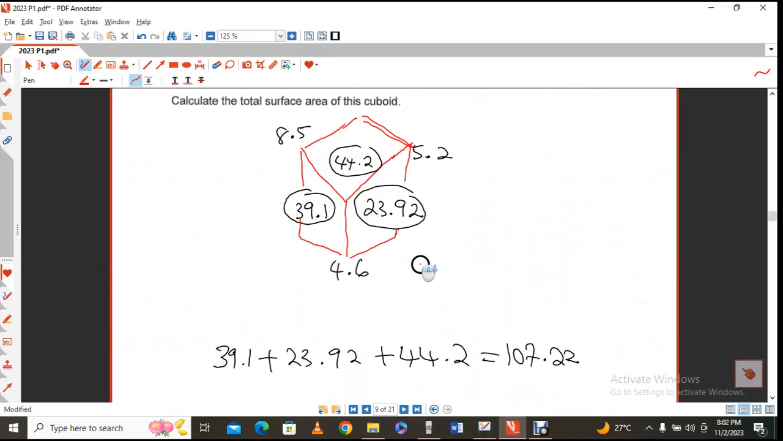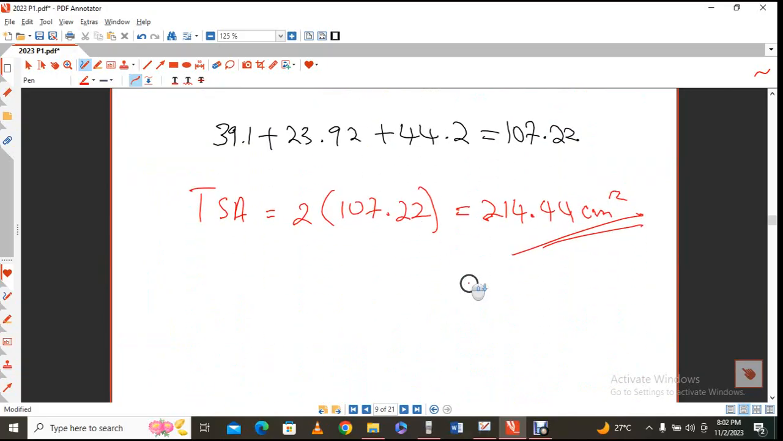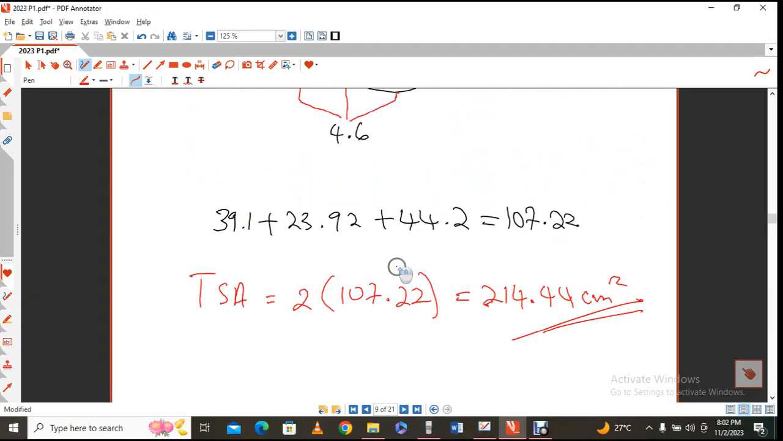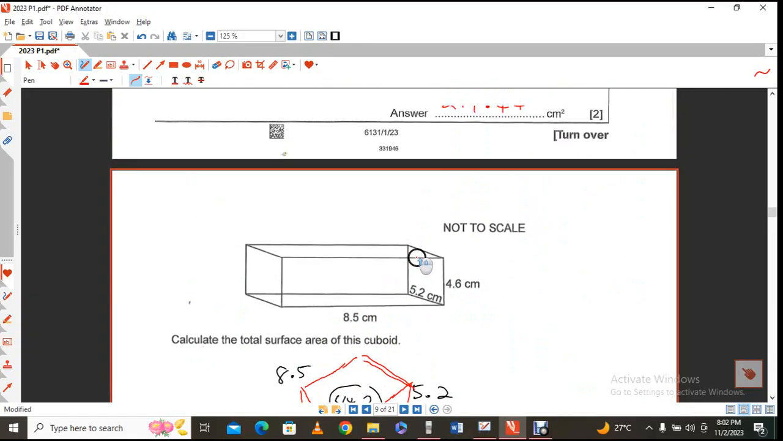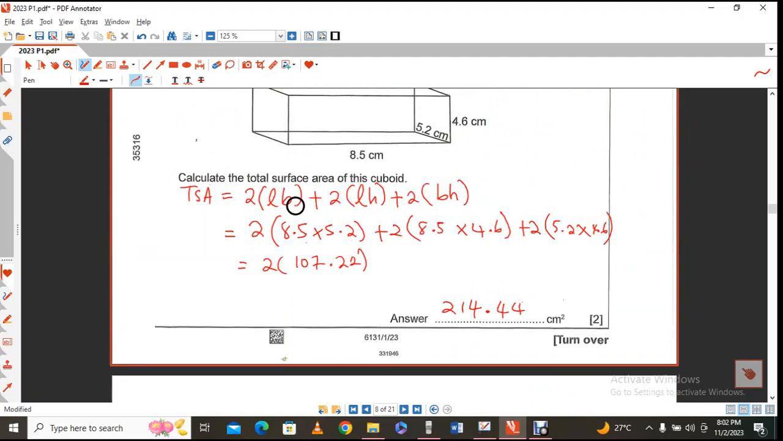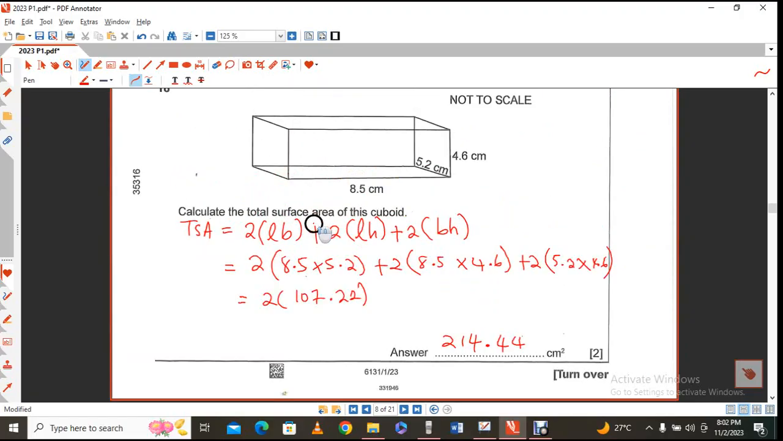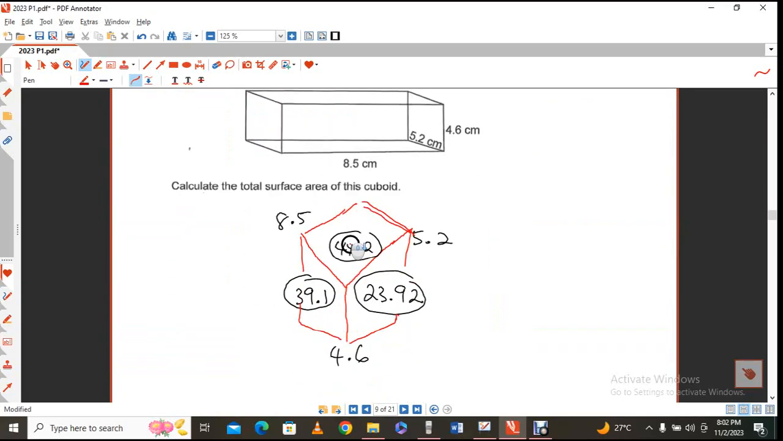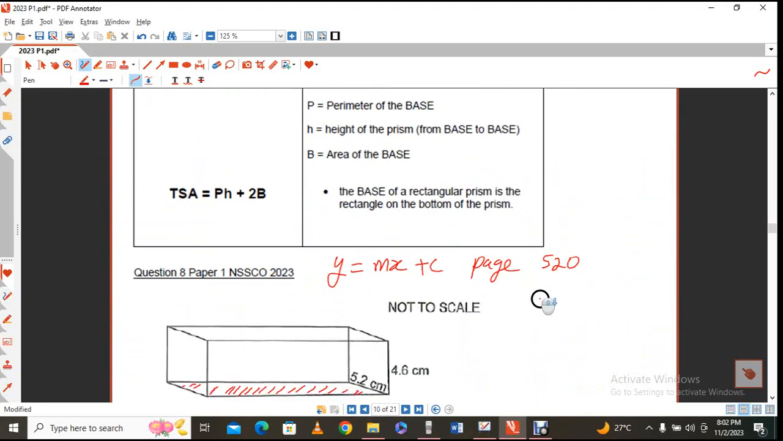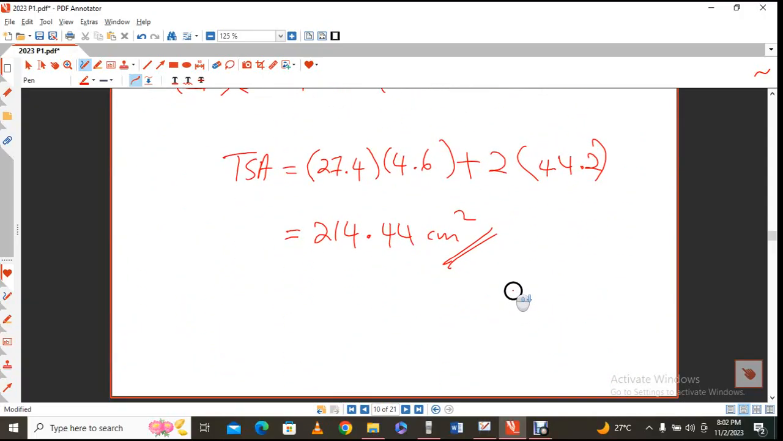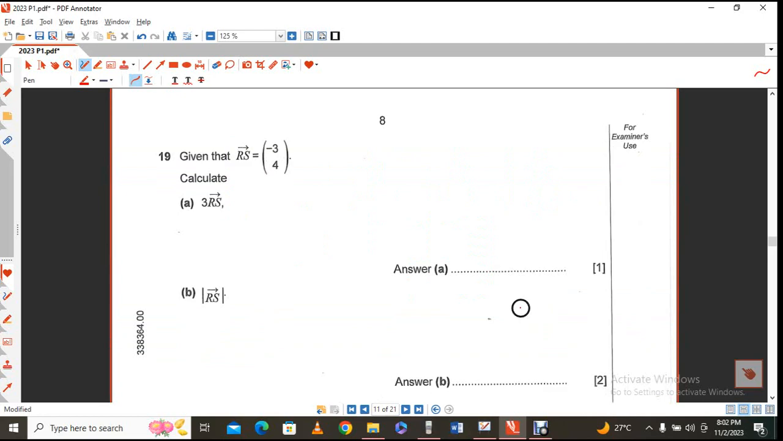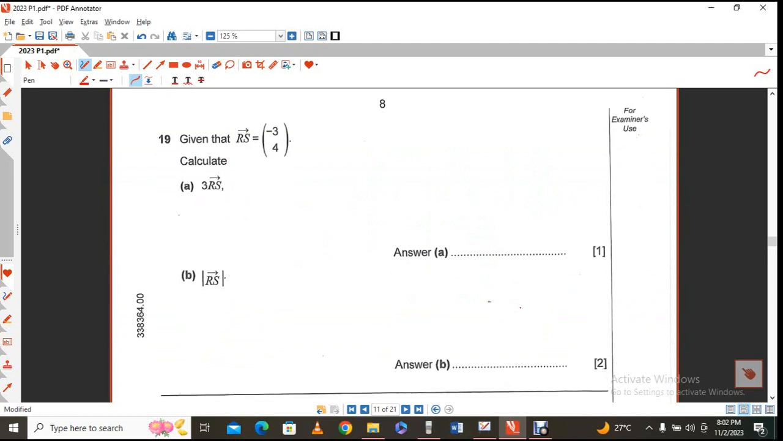You can do that for any cuboid that you have, or you can use the method that you are quite familiar with, which is the one here. All right, so that takes me to question 9. So let's go to question 9. Remember, you can always pause the video and then you can start over again. I said question 9, but it's question 19.